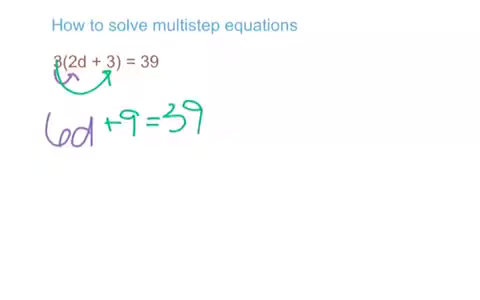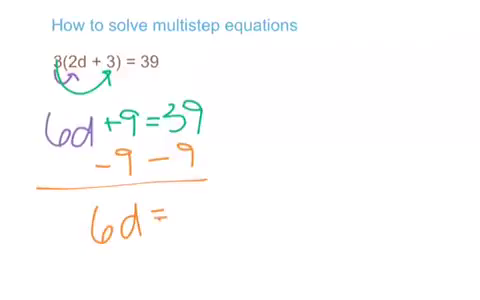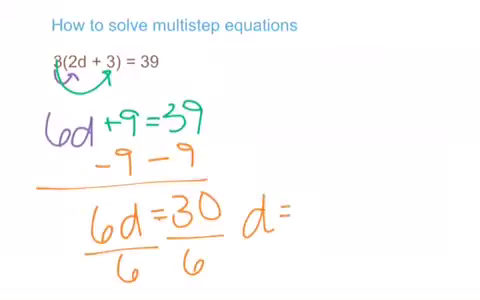Okay? So now we have a two-step equation. Once you're done with the distribution part, you're going to do the adding or subtracting. So we're going to combine like terms. I'm going to subtract 9 on both sides. My goal here is, again, to isolate that variable. So we have 6d equals a positive 30. And divide by 6, d equals 5.